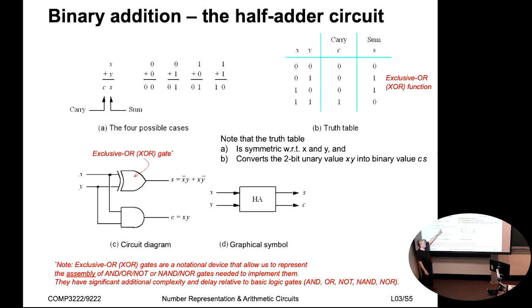So I hope you appreciate that this gate is not a simple gate, all right? It really represents an assembly of AND or NOT, or NAND and NOR gates. It's not just a single gate. There is no single exclusive OR gate, as it were. Okay, so they have more complexity and delay relative to simple gates like AND or NOT, NOR and NAND.